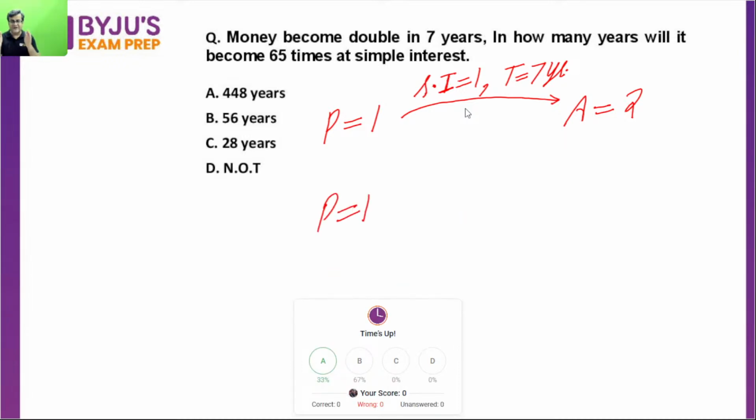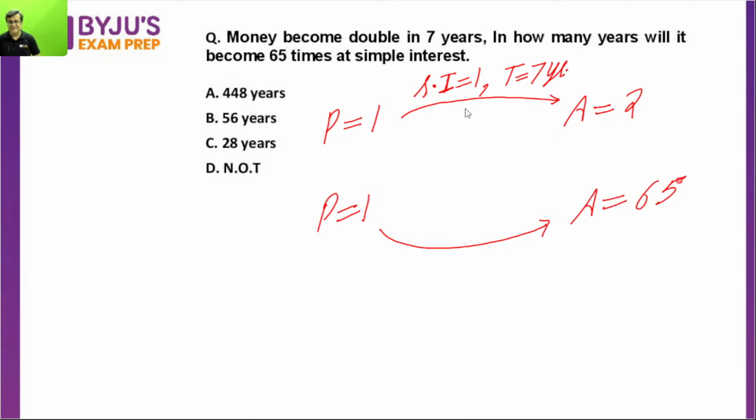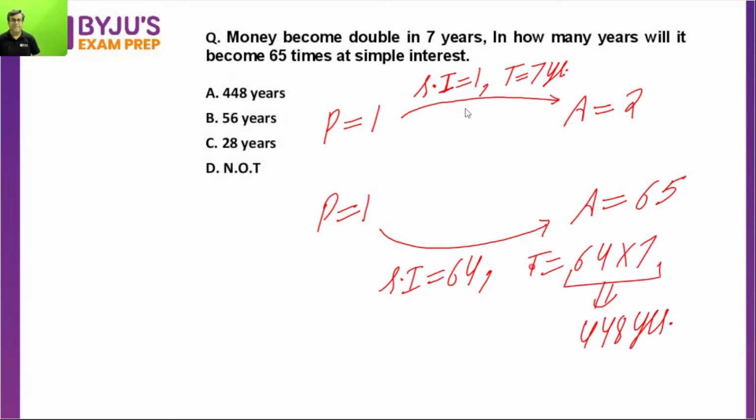Right, the question is saying 1 becomes double, meaning 1 becomes 2. Interest is 1, time is 7 here. Now 1 becomes 65. Amount will be 65. So what about interest? Interest will be 64 times. 1 becomes 64, so time will be 64 times. 64 into 7, 448 years. A option is right.